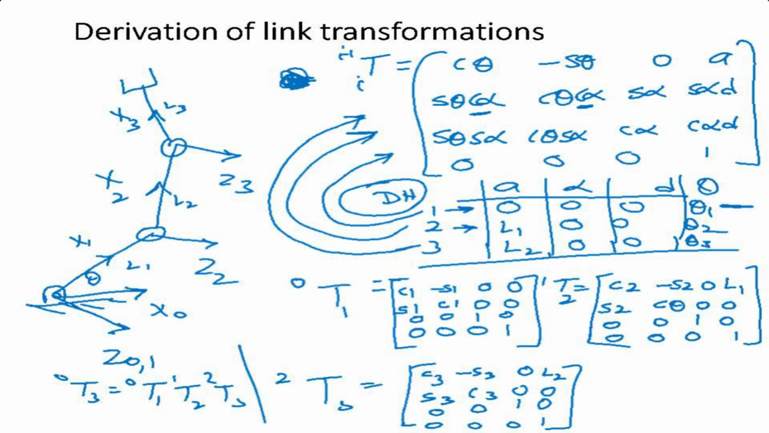Okay. Now, the meaning of a, alpha, d, theta: a is the distance along the x-axis, alpha is the angle about the x-axis, d is the distance along the z-axis, and theta is the angle about the z-axis.